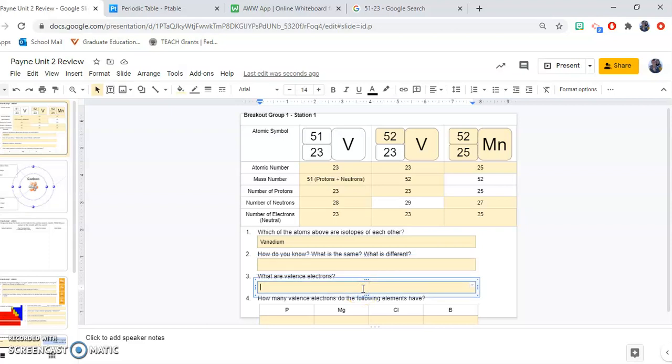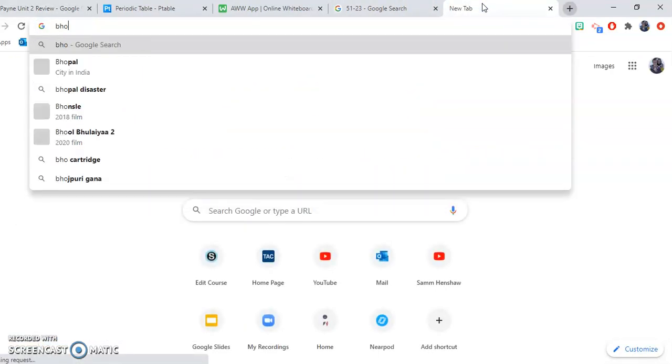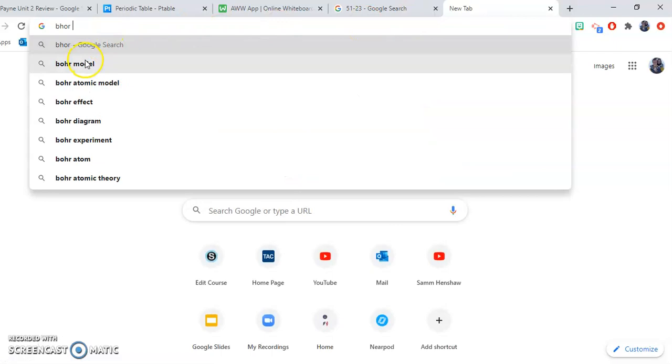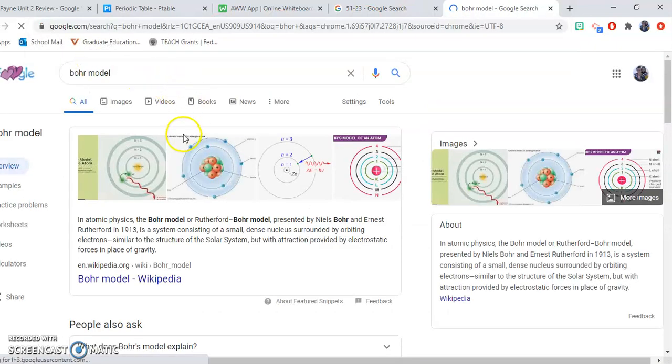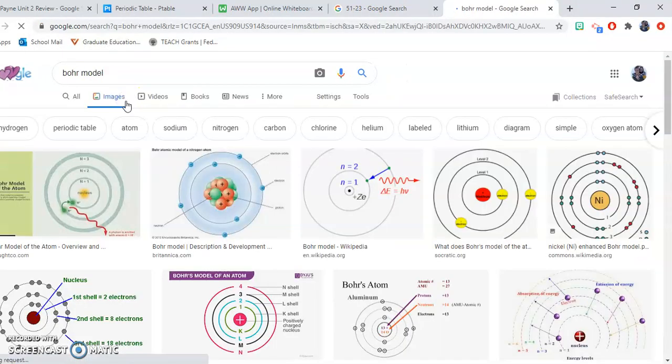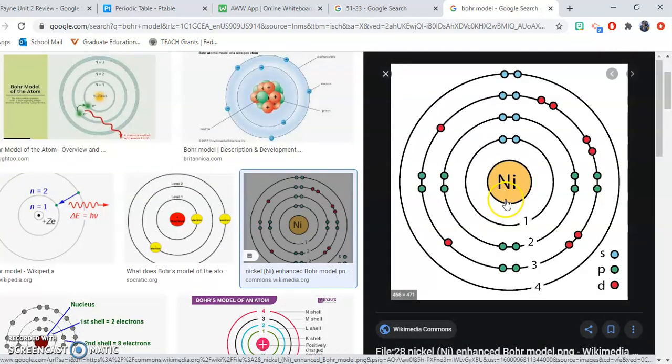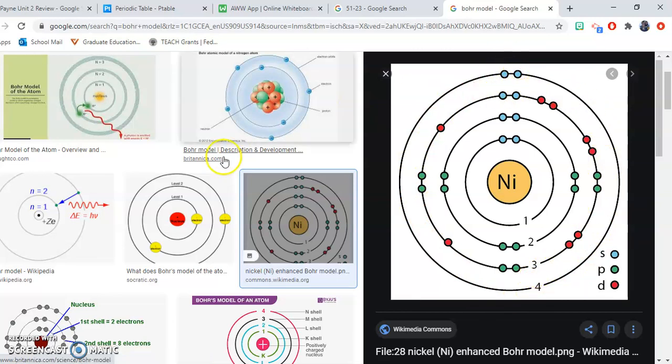Now I ask you a question, what are valence electrons? Valence electrons, recall, if we look at a Bohr model, are always going to be electrons on the outermost ring. So if we look here at nickel, you guys remember the metal nickel. We see nickel has two valence electrons because we go to this farthest out ring, ring number 4, and we see there's only 2 electrons here.